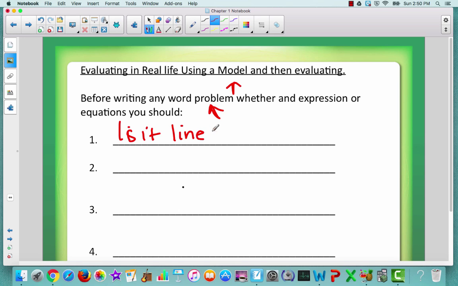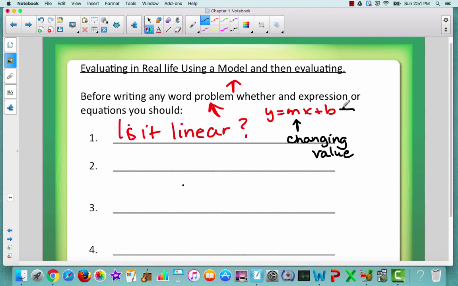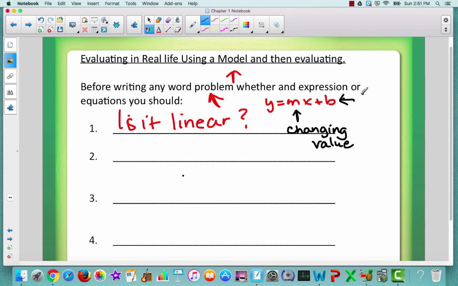And you may recall that linear equations are in the form y equals mx plus b. Right now, we are going to see a lot of linear equations. So what I like to teach kids is that m, that slope, is actually the changing value, or the average rate of change. And the b, the y-intercept, is the starting value. And we're going to talk about that one in a little bit, okay?